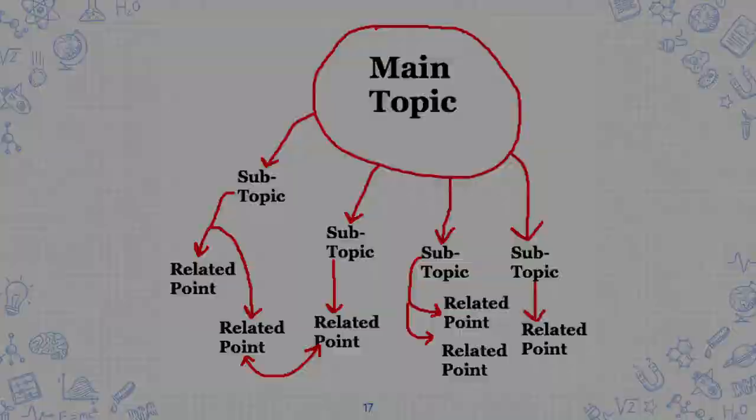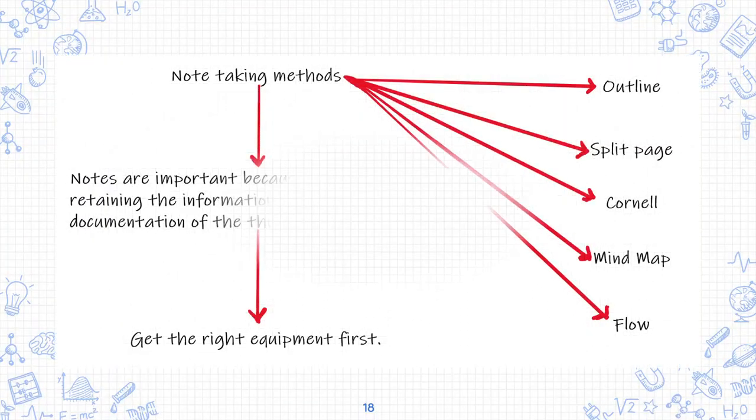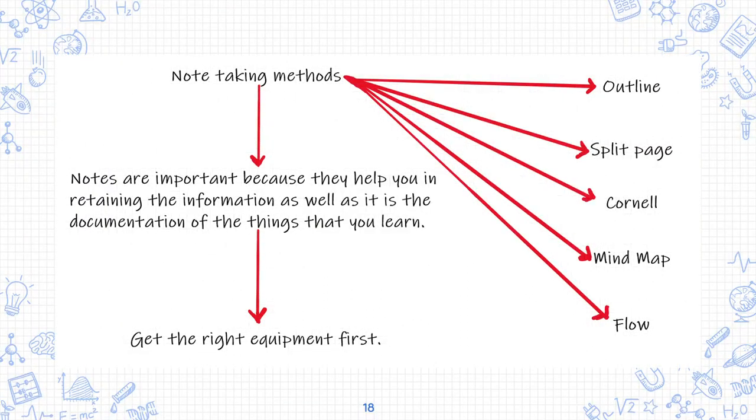Here is the format of your flow method. All right. So here's the example. Obviously, same video. This is the flow method for this video. You can see note taking methods. I told you why it's important first, which is here, and then get the right equipment first. And then I told you all the methods, which are written over here. But they all are connected. All right?